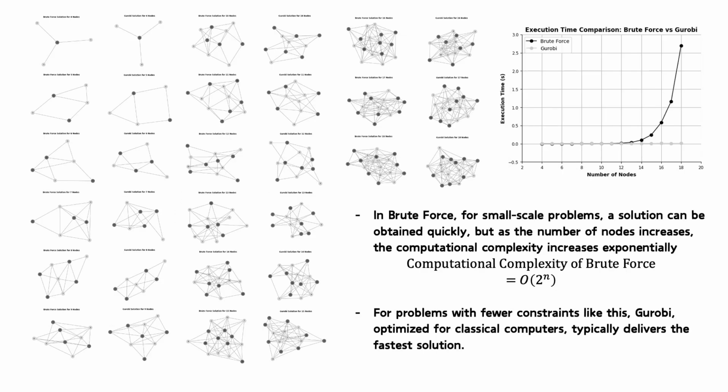Finally, the comparison between brute force search and Gurobi. The graph showed that brute force search execution time increased exponentially. This is because in the max-cut problem, there are two choices for each node, leading to an exponential increase in computational complexity expressed as 2 to the power of n. For small-scale variable problems like this, Gurobi performed the best.